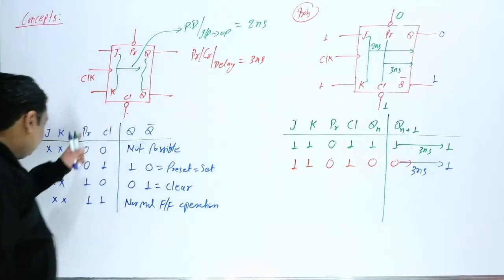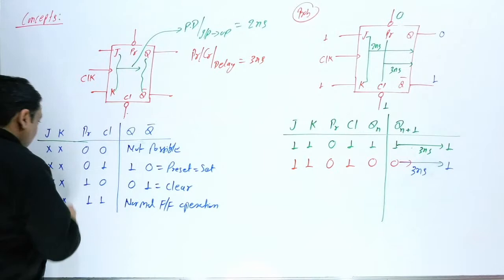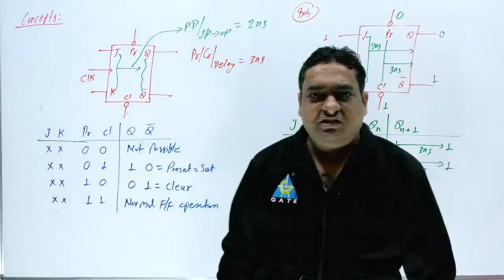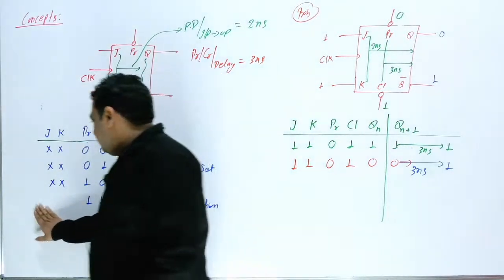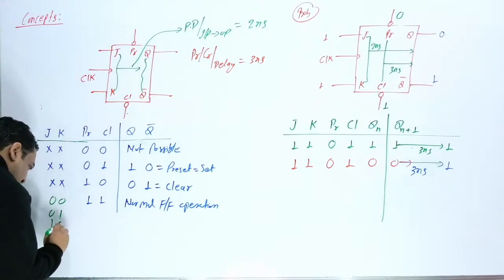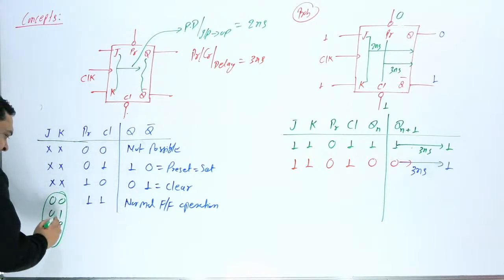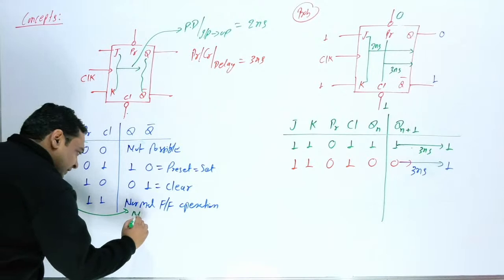So this table should be very clear. Generally, students will study this. But here, according to the input, what can the output be? This is the important thing. Here the input can be anything. It is better to write that the input can be either 0 0, or 0 1, or 1 0, or 1 1. Here 4 choices are possible. According to these you will get the output. If this is 0 0, the output will be no change.